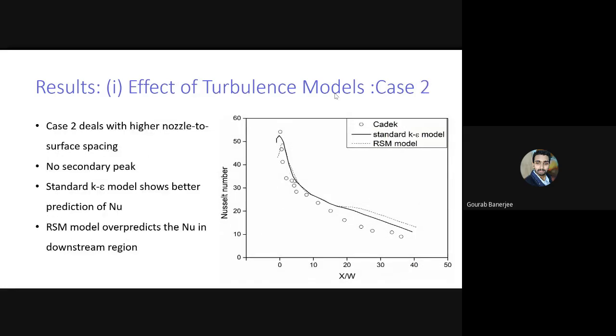Considering case two, we are taking more distance, that is a higher nozzle to plate spacing. The capital H has been increased in this case. Since the distance between the confined surface and the flat hot plate has been increased, there is no constriction or vortices formed, so no presence of a secondary peak. In this case, the stagnation zone has also been well predicted by the standard k-epsilon model, and validated with Cadek's work, done as early as 1968, one of the first works on simulation of jet impingement. But the RSM model fails mostly in the downstream region. It overpredicts.